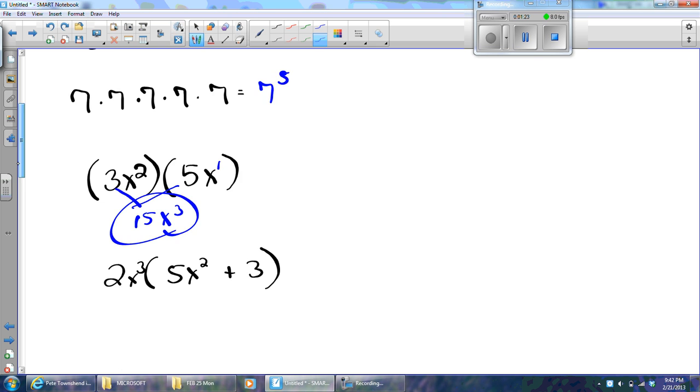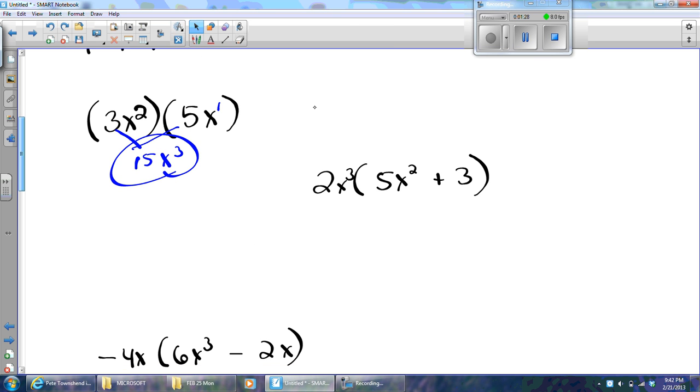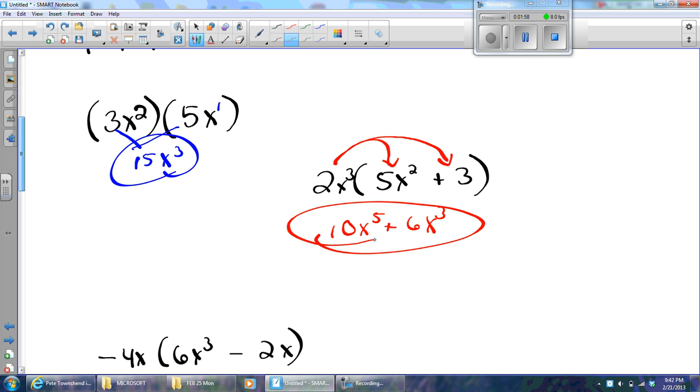Well, how do I do a problem like this one? I'm going to move this problem over to give myself a little room to work. Well, it's a distribution problem. I have to multiply the 2x cubed by 5x squared, and then I have to multiply the 2x cubed by 3. So 2 times 5 is 10. X cubed times x squared is x to the 5th. 2 times 3 is 6. The x cubed comes along for the ride. And there you go. You just distributed.